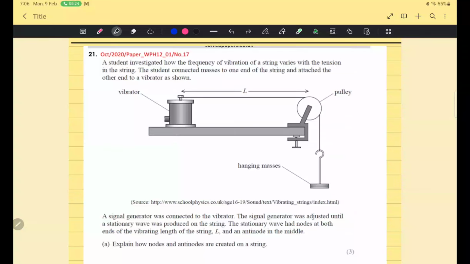Okay beta, today is 9th February 2026 and it is our third class on wave or standing wave, and the question on the screen is October 2020, and in this question explain how nodes and antinodes are created on the string.